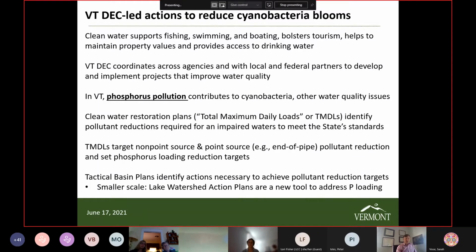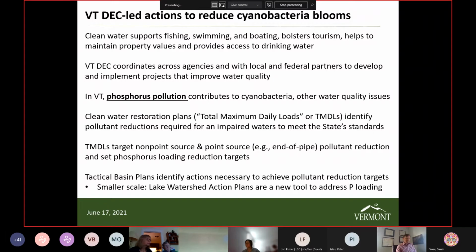And so these plans, these TMDLs, they target non-point sources and point sources of pollution, and identify projects and efforts that can be implemented across the landscape to reduce those sources of pollution. And they also include loading reduction targets. So how much do we need to reduce this external loading of phosphorus to restore these water bodies? And we work over time to achieve those targets.